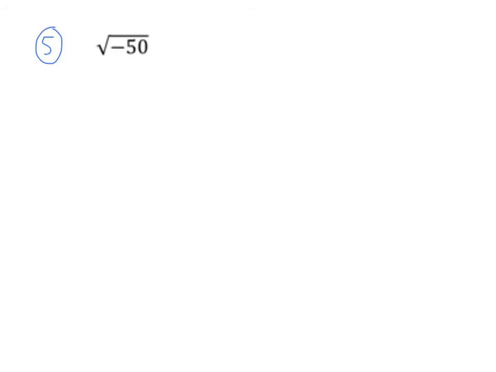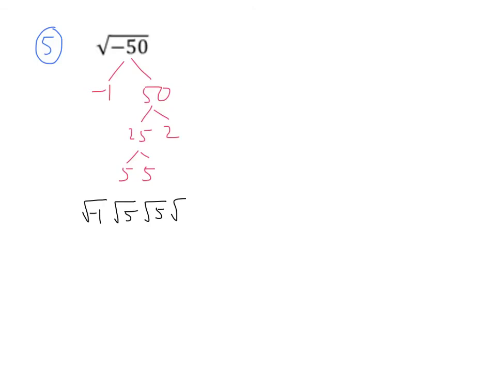All right, let's check. So if we factor this, this is the same thing as negative 1 times 50. 50 is 25 times 2. 25 is 5 times 5. So what we've shown here is that the square root of negative 50 is the same thing as the square root of negative 1 times the square root of 5 times the square root of 5 times the square root of 2. Again, the square root of negative 1 is i. And then square root of 5 times square root of 5 is 5. So we have i times 5 times square root of 2. The format that we want you to write this answer is like this: 5i radical 2.